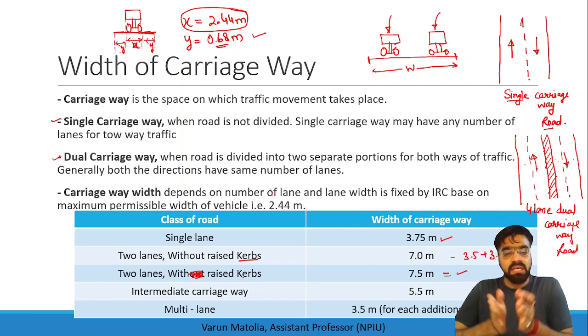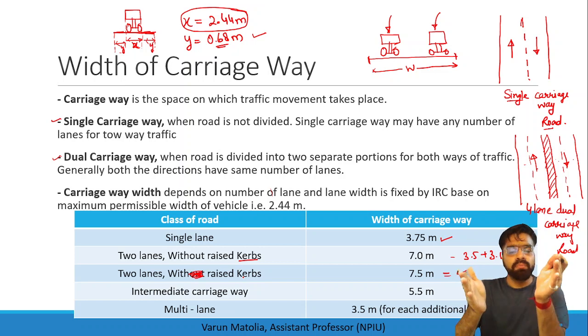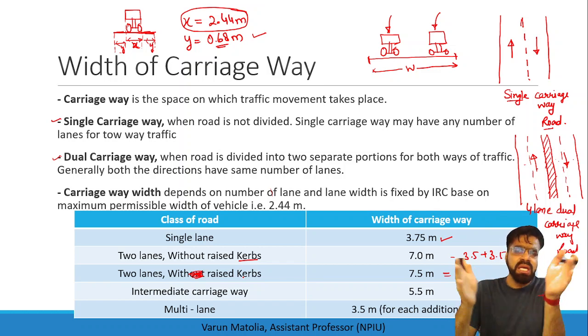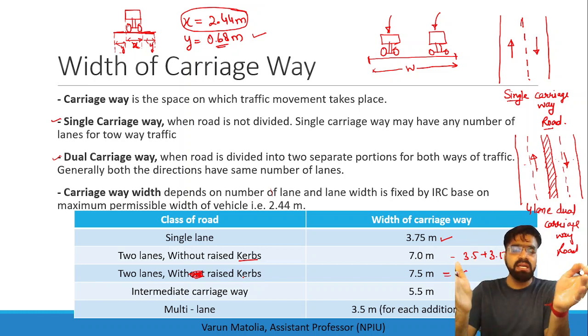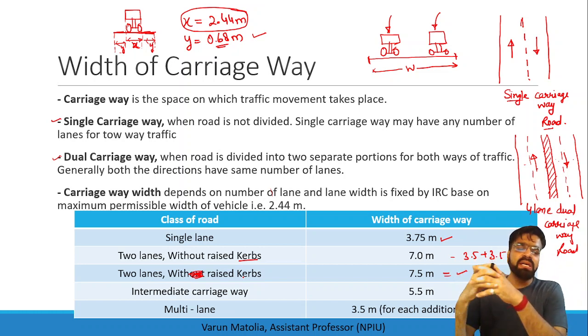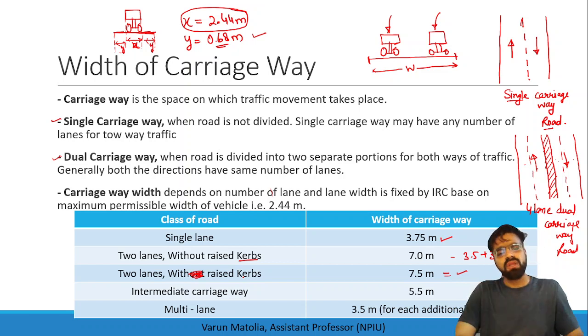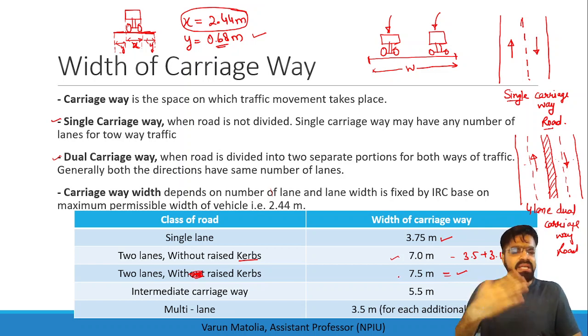Then intermediate carriageway. Intermediate carriageway is the space provided for maneuvering or overtaking. The space provided for maneuvering need not be equal to two lane widths. There should be enough width which is more than a single lane. That's why the value is provided as 3.5 meter. And for multi-lane highways, we talked about two-lane highways. If there are multi-lane roads, then we can add 3.5 for each lane.